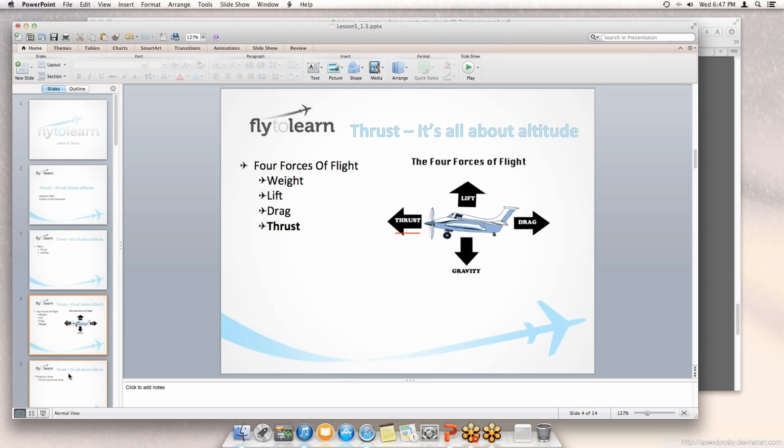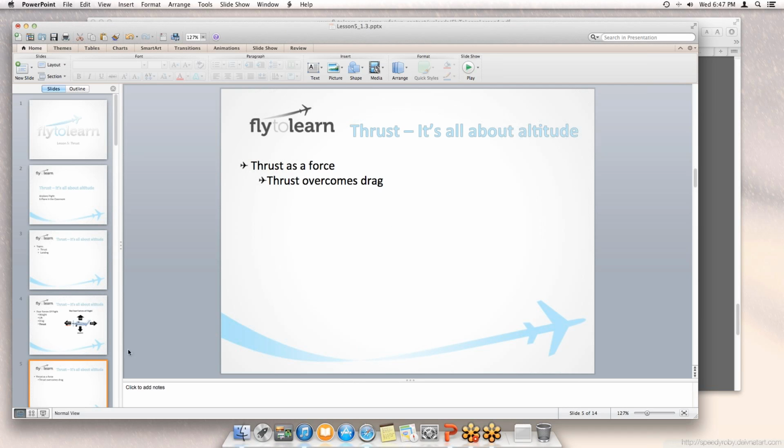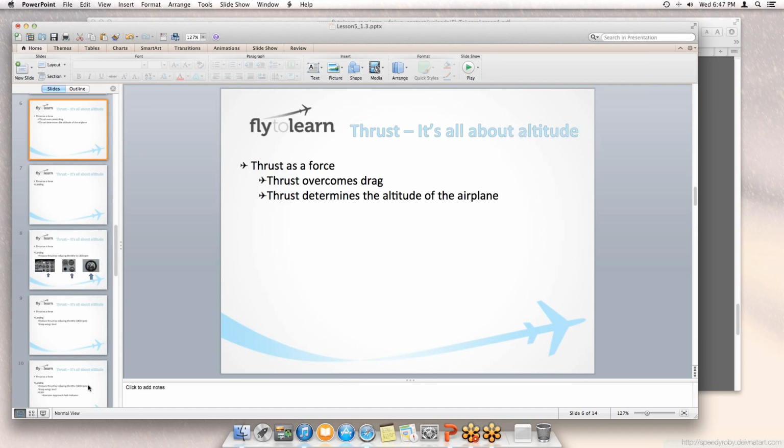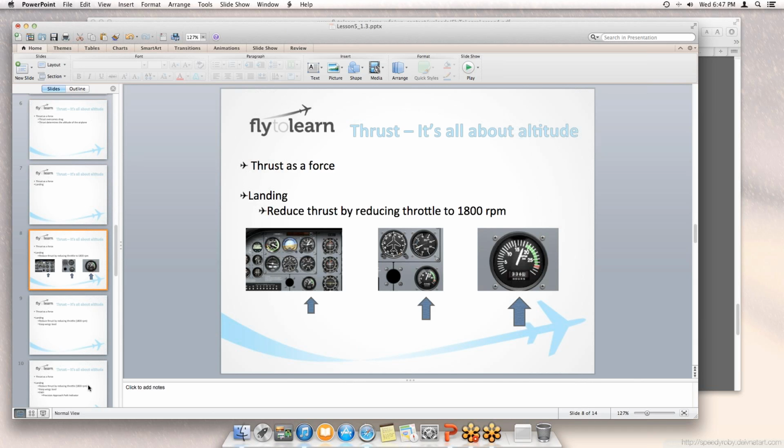All right, now, as I stated, thrust overcomes drag. It's very important. Thrust determines the altitude. As we said, if you increase your thrust, you can climb higher. You lower it, you can go lower. Now, with landing, we reduce thrust by reducing the throttle. Now, I want you to listen to this and look. This is on the Cessna, and you'll be doing this shortly.